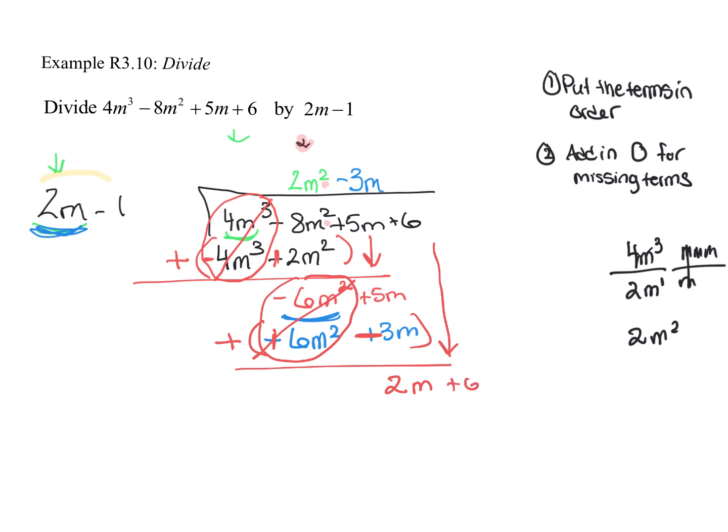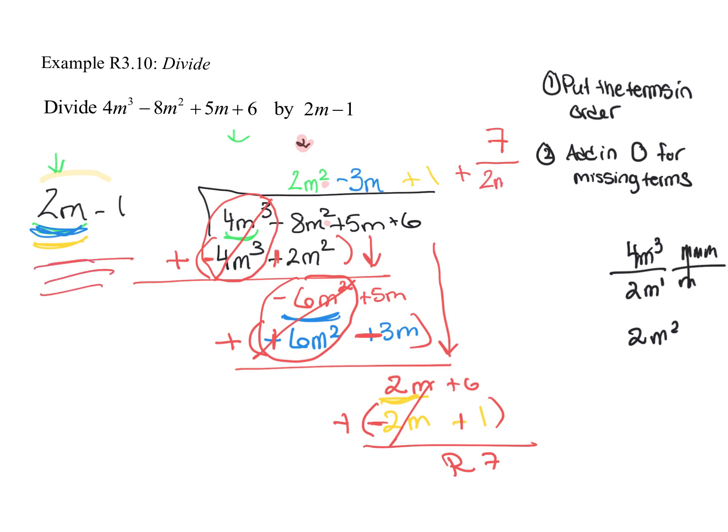One more time. To make this 2m become this 2m, you multiply by a plus 1. 1 times 2m is 2m. 1 times negative 1 is a minus 1. Subtract the whole thing. Distribute the negative sign into it. 2m minus 2m is nothing. And then 6 plus 1 is 7. This is my remainder. So I go up here and I write plus 7, whatever the remainder was, over whatever you were dividing by over here, 2m minus 1. So this right here is your answer.